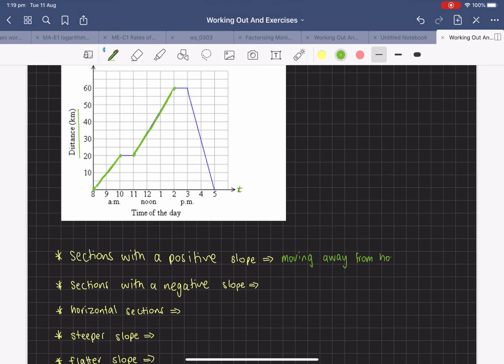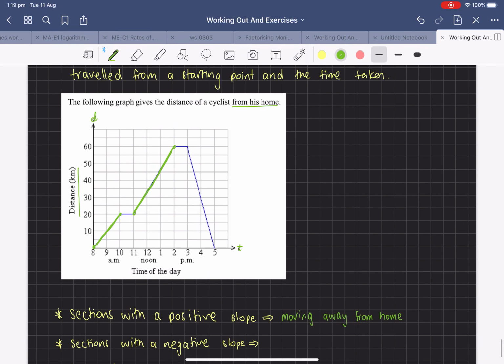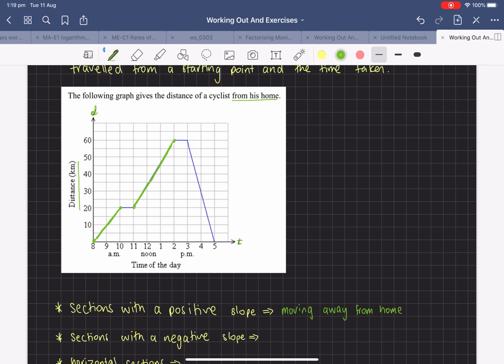I'm going to write home here because in this example, it is the distance from his home. It's not always. Sometimes it's the distance from the shopping centre, or sometimes it's the distance from their school. You'll see plenty of different examples. But it means that they're moving away from wherever they started. And we can see that because the distance is increasing. At this point, the cyclist is at home, but when he gets here, he's 20 kilometers from home. Then when he's here, he's now 60 kilometers from home. So the distance is increasing, which is why he's moving away from home.